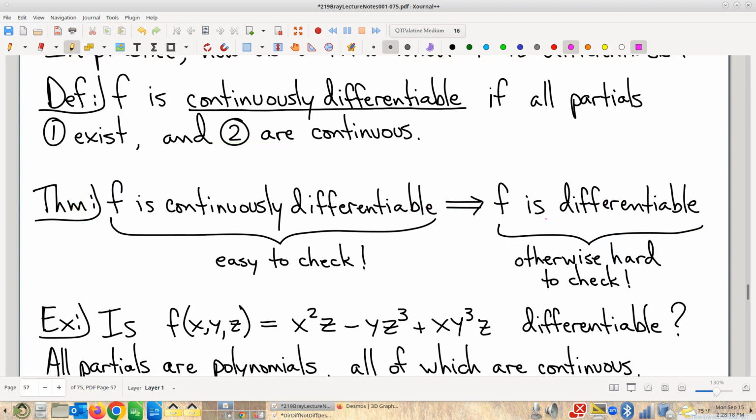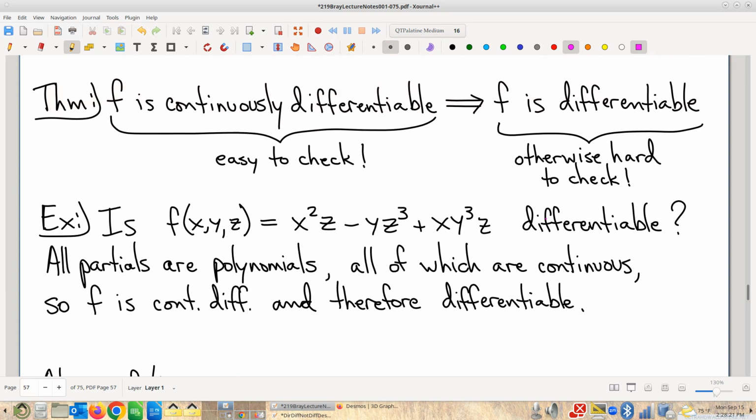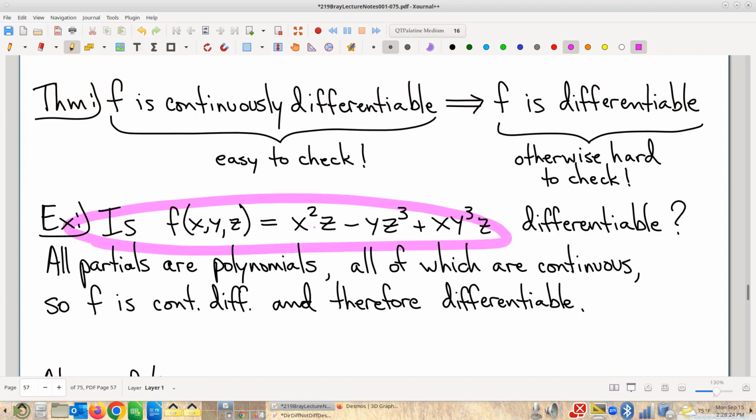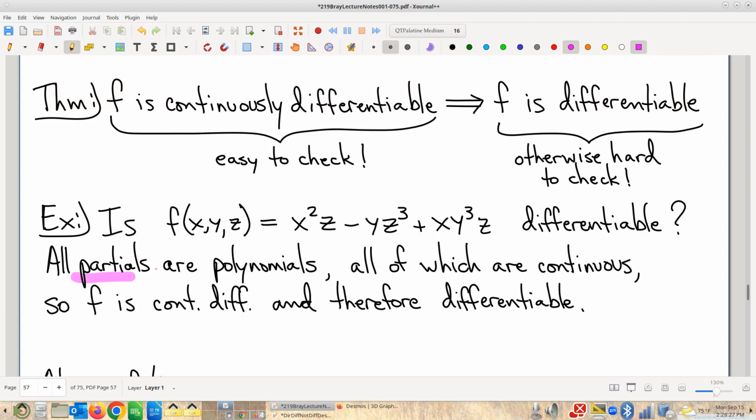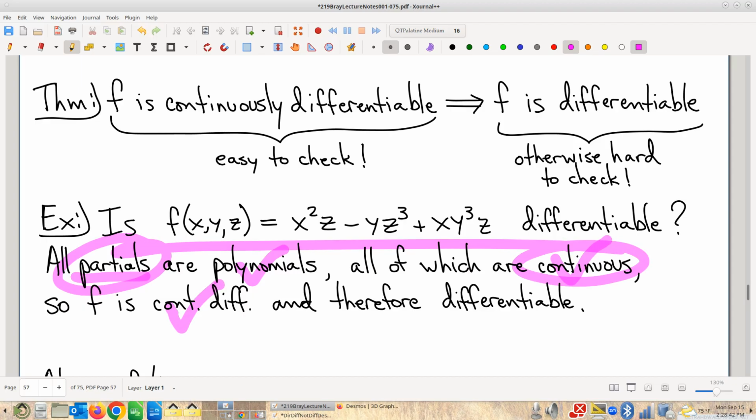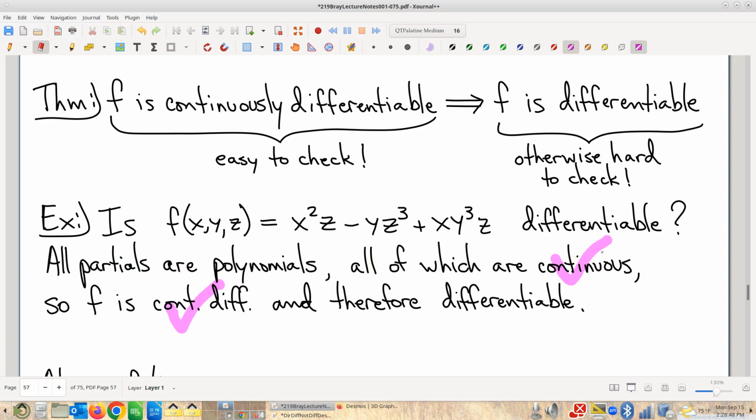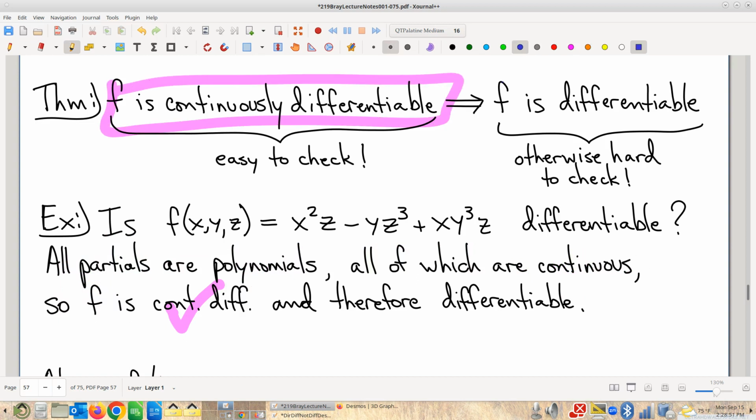And I think this example is a pretty straight read here, but let's take a quick moment to talk through it. How do I know this function's differentiable? Well, I'm going to compute the partials. They're all polynomials. Polynomials are all continuous, right? As per we just discussed. If the partials are all continuous, that's what continuous differentiability means. And if we have continuous differentiability, then it follows that the function is differentiable. So, boom, boom, boom. Everybody happy?